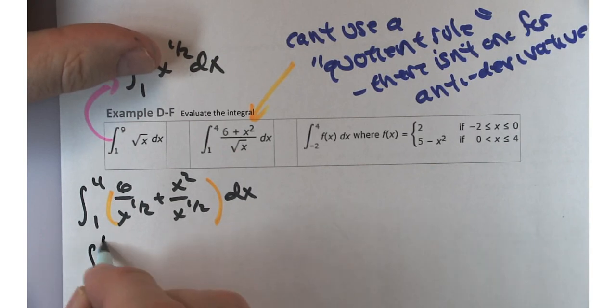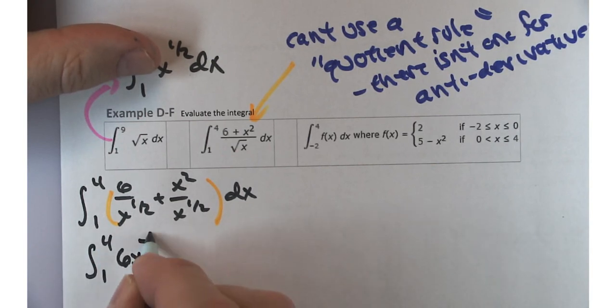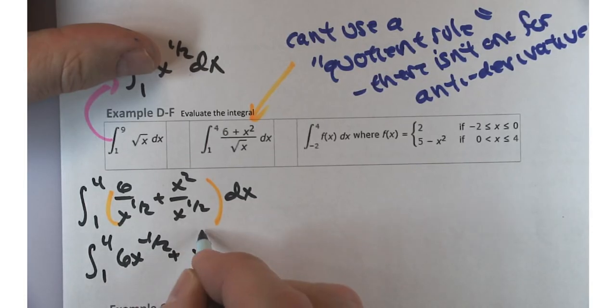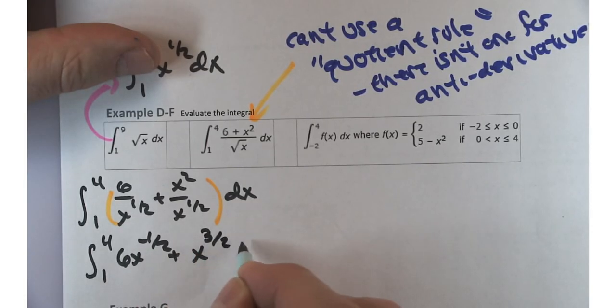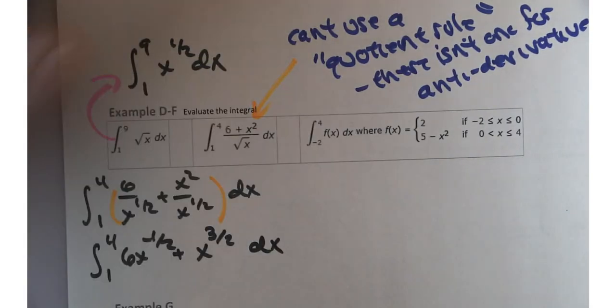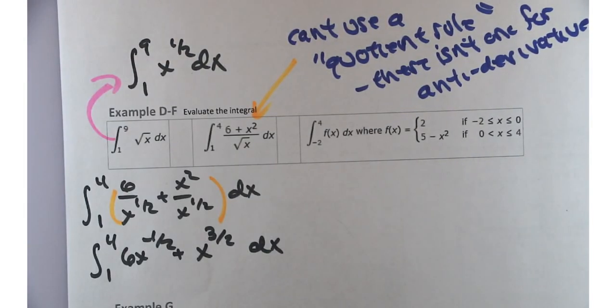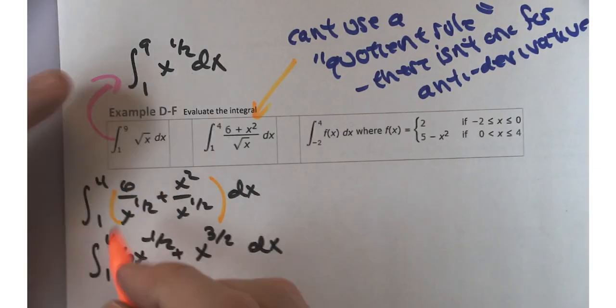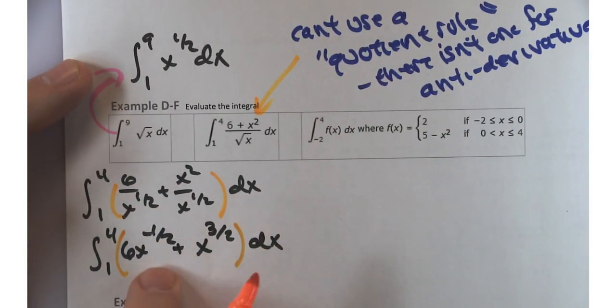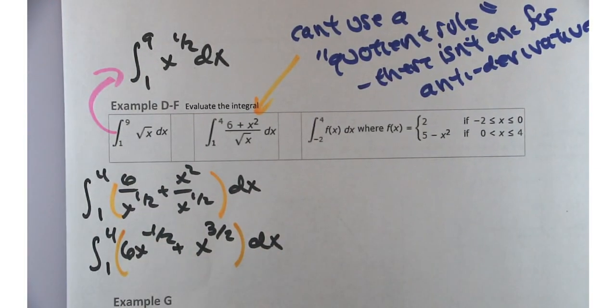All right, 6x to the negative 1/2 plus x to what power? 3/2. Okay, now I finally got something that I can find the antiderivative of, but you had to whip it into shape first.